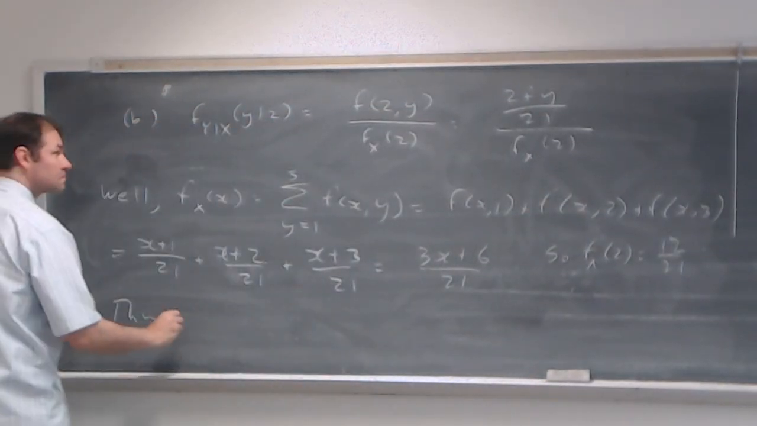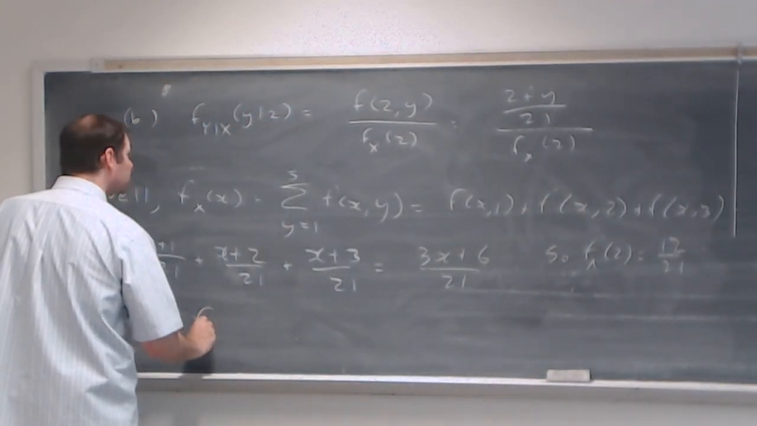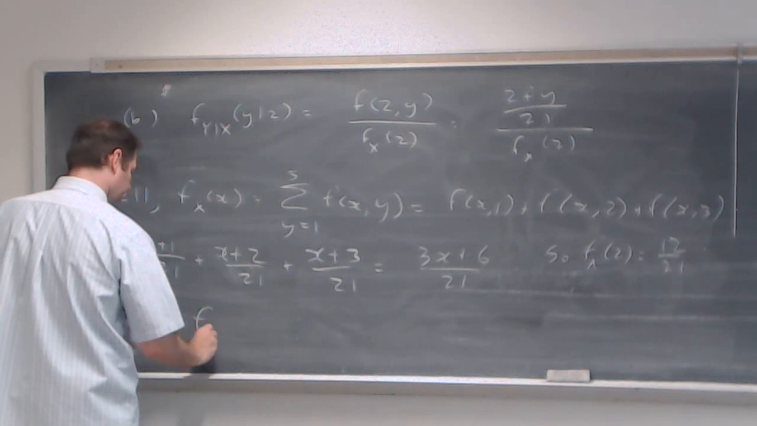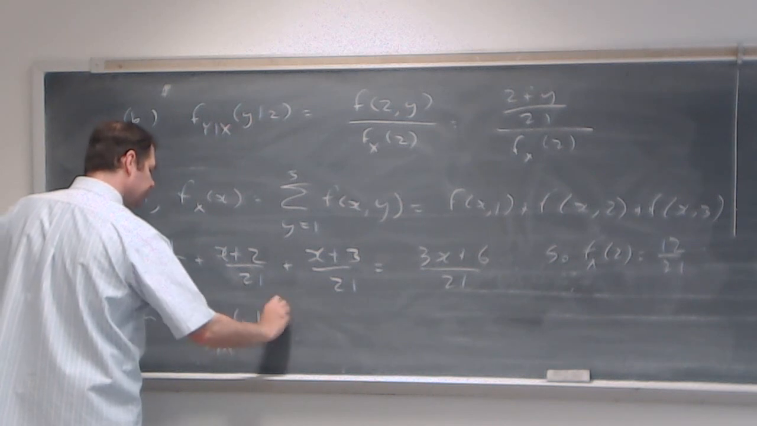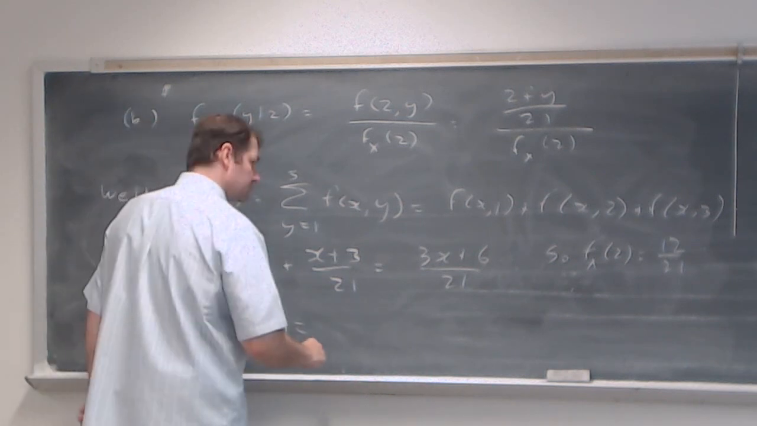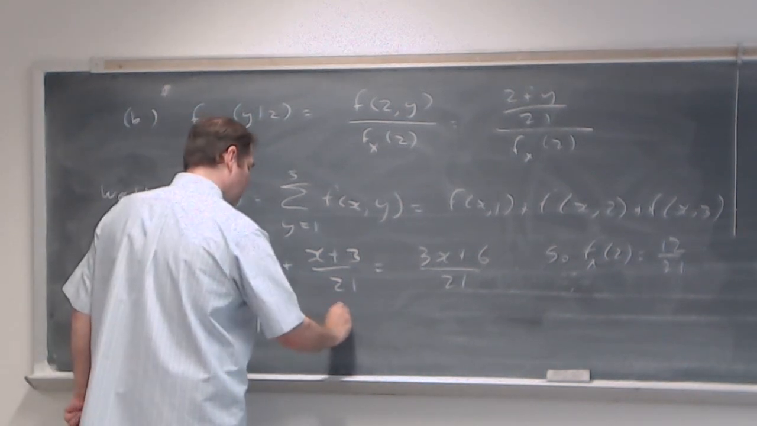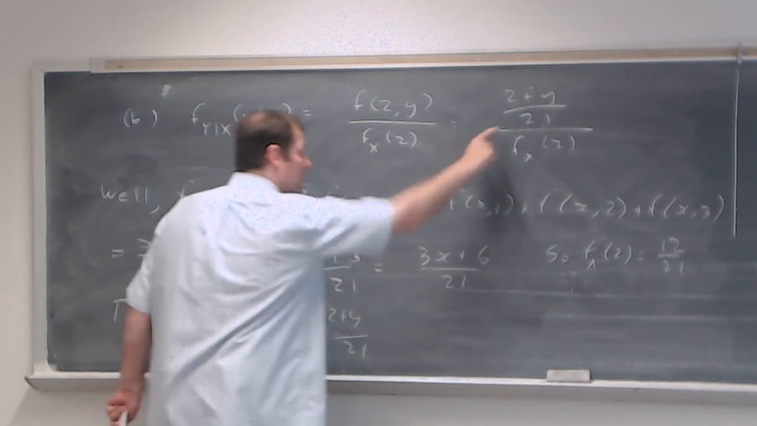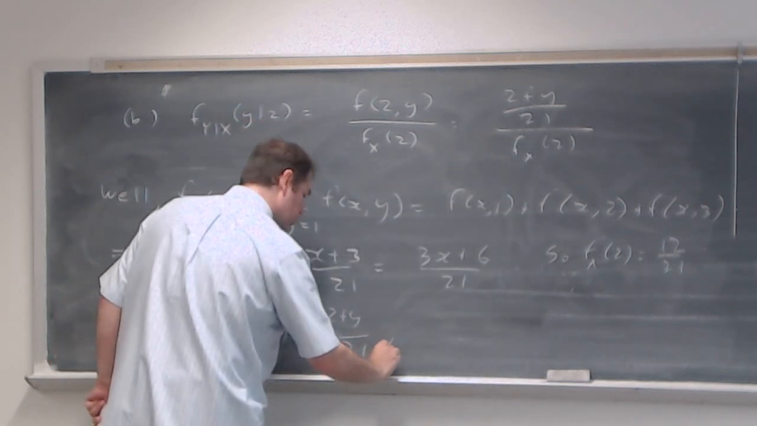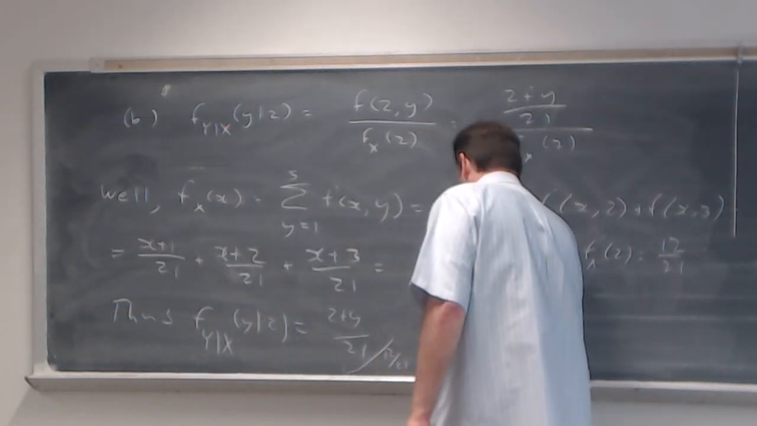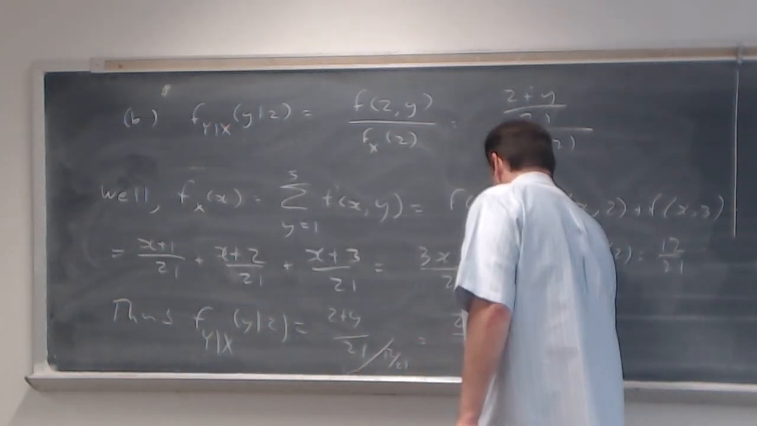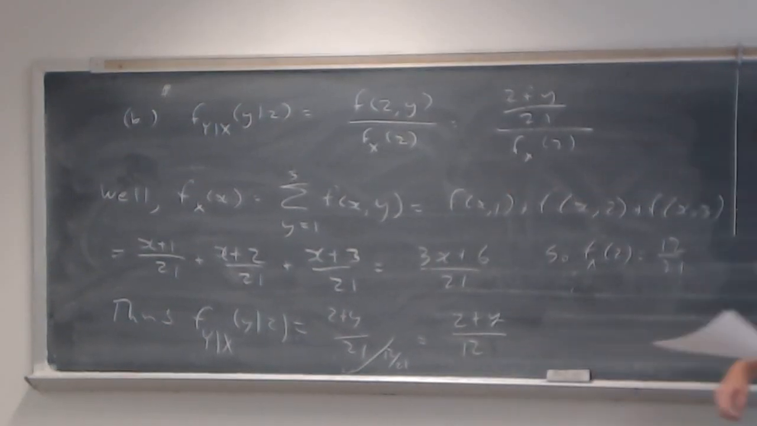Thus, the conditional probability mass function of y given x equals 2 is equal to 2 plus y over 21, all over 12 over 21. That ends up being 2 plus y over 12. And so that's what we get for this answer.